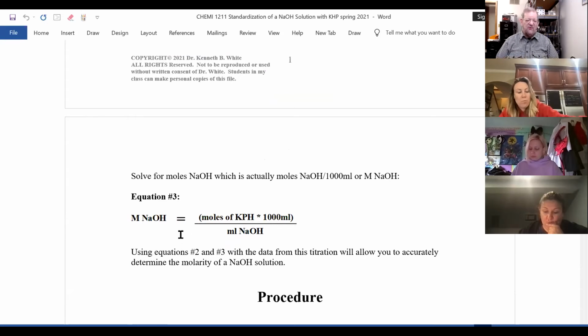Now, I did it real quick. If you solve for molarity, you get moles of KHP times 1,000 equals milliliters, for those of you who must know. I'll do it.